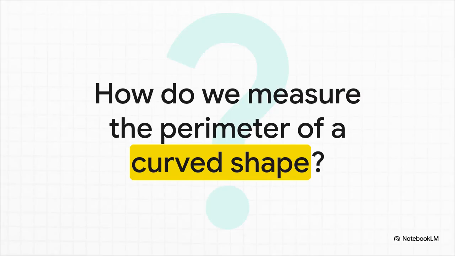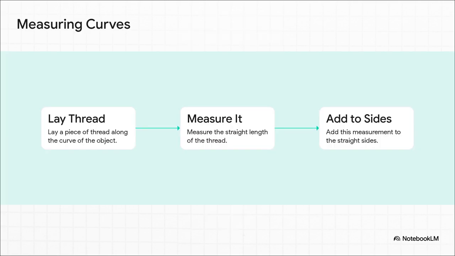But here's a question you might actually run into on an exam. What if the shape isn't perfectly straight? Like, what if it has an irregular curve? How in the world do we measure its perimeter when those standard straight line formulas just don't work? Well, the solution is wonderfully practical. Step 1, you just take a piece of thread and carefully lay it along the exact curve of the object. Step 2, you pull that thread straight and measure its length against a standard ruler. And finally, step 3, you add this newly measured thread length to any straight sides the object might have. It's a simple, tactile hack that makes the math feel totally tangible.